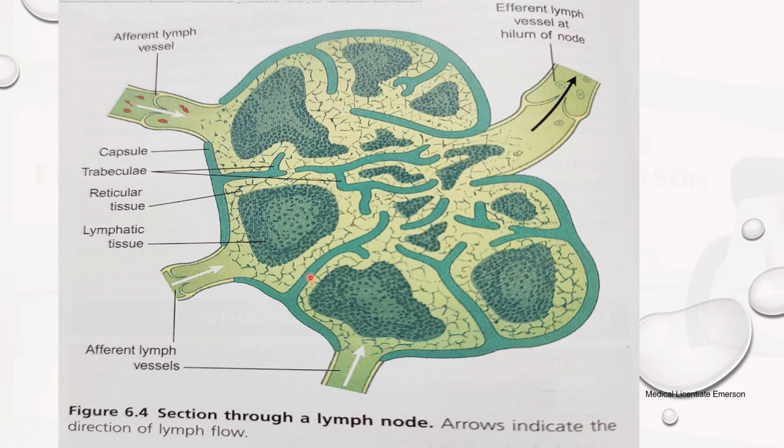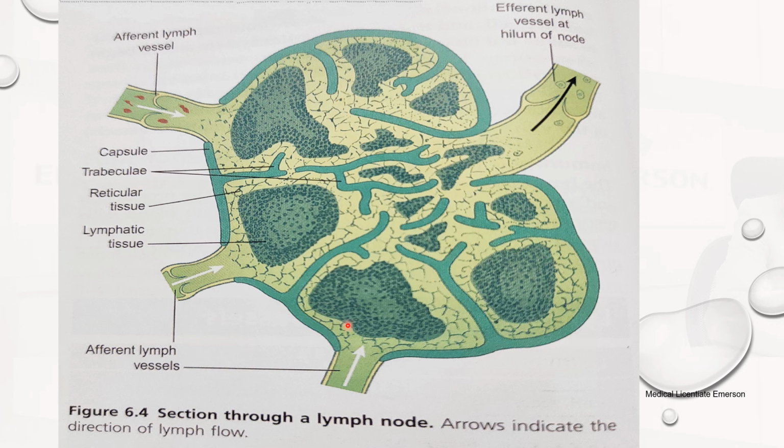In anatomy they usually tell you to draw the structure of a lymph node, so this is the one we are supposed to draw. We have the afferent lymph vessels here, and the efferent lymph vessels on the other side of the node. Then you have the capsule, the trabeculae, the reticular tissue, and the lymphatic tissue here. These are also afferent vessels.